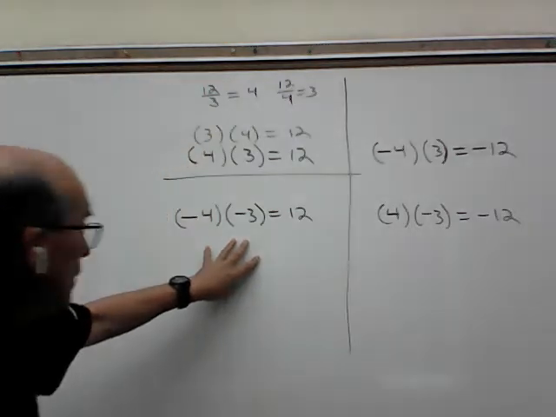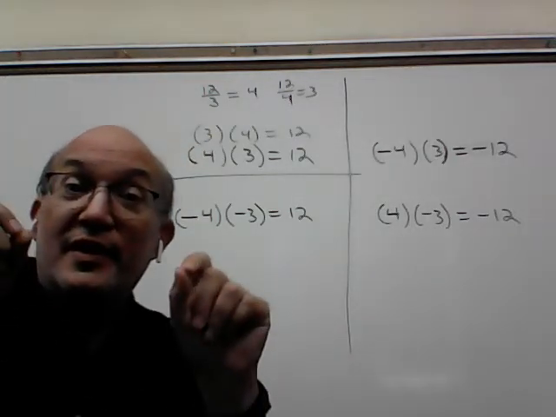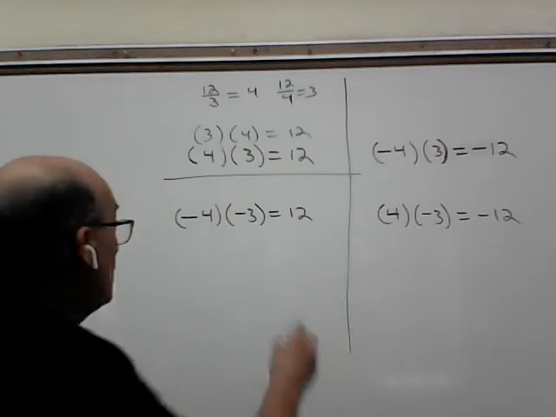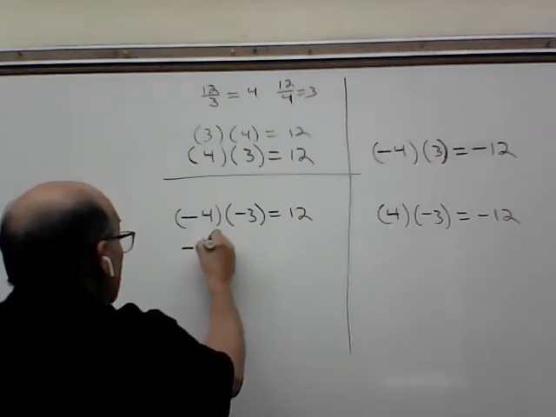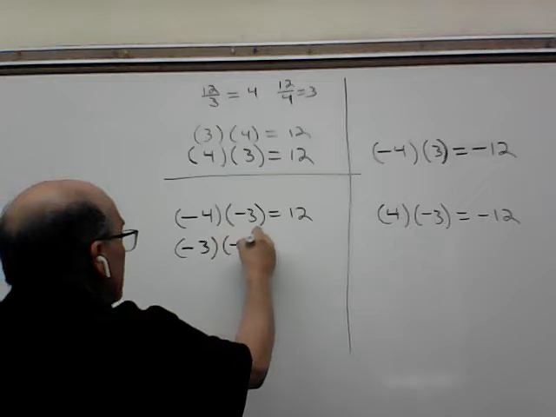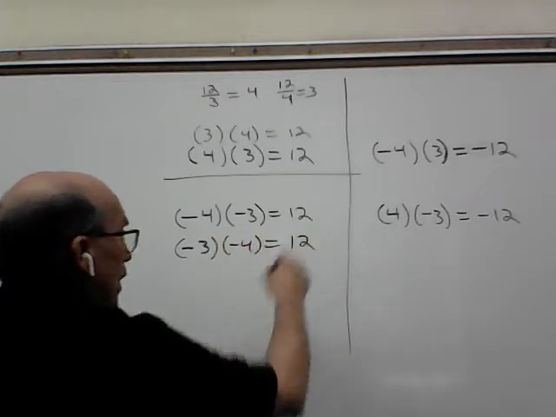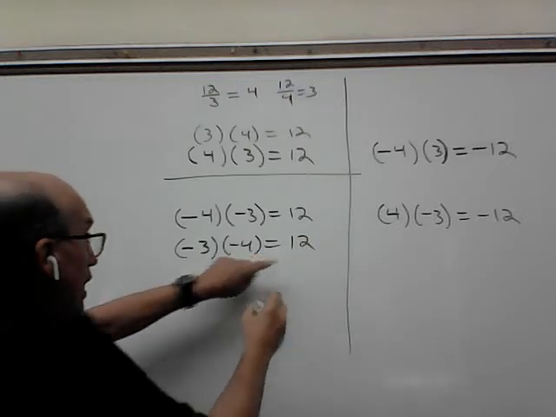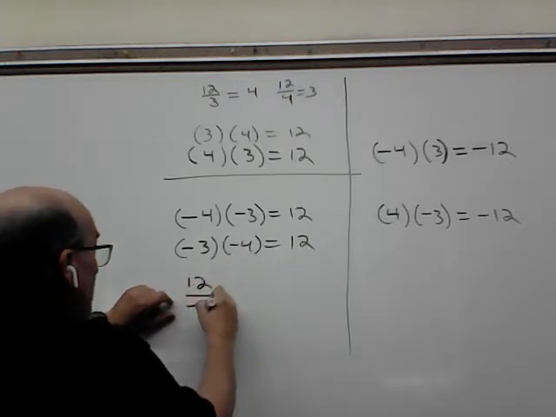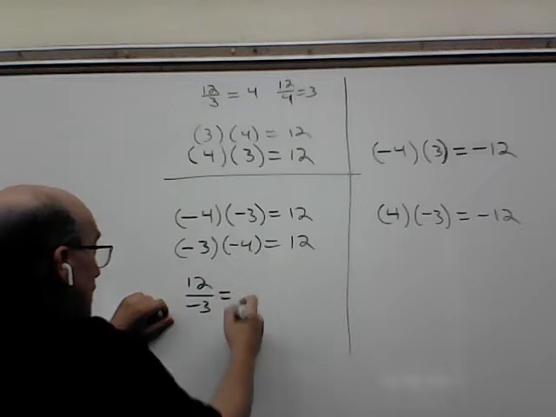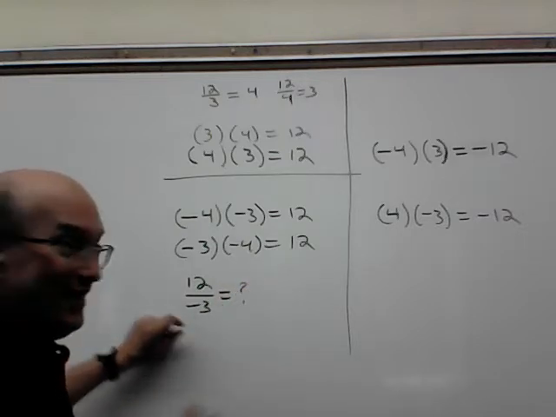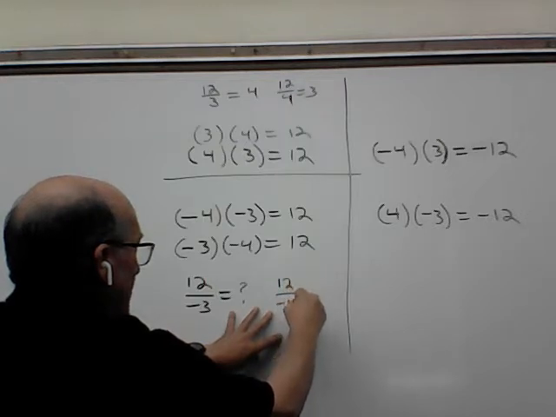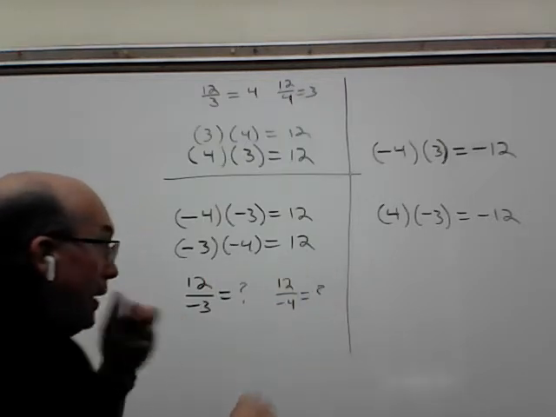Let's look down here. Well, with negative numbers involved, multiplication is still commutative. So we also have -3 times -4, positive 12. But we also have 2 division facts. We have 12 divided by -3 equals what? I'll put it that way for now. And 12 divided by -4 equals what?